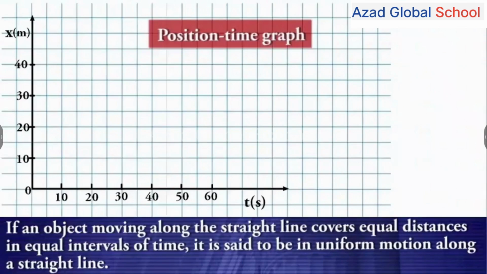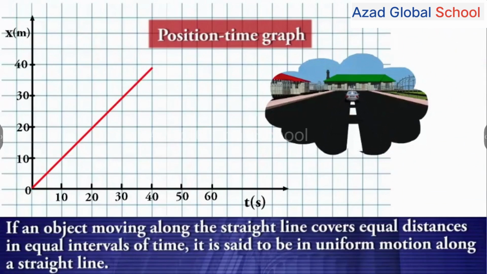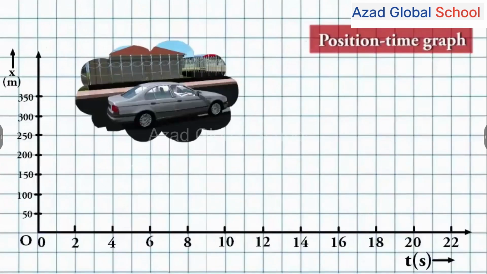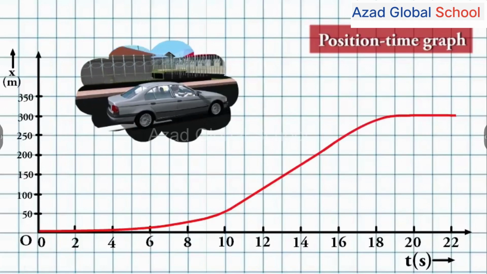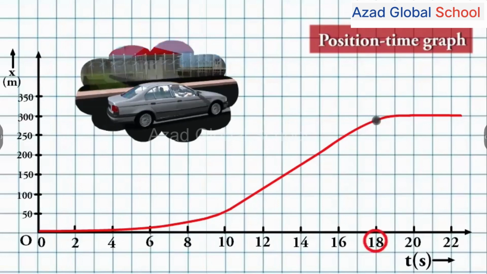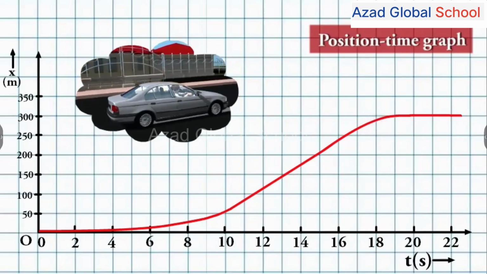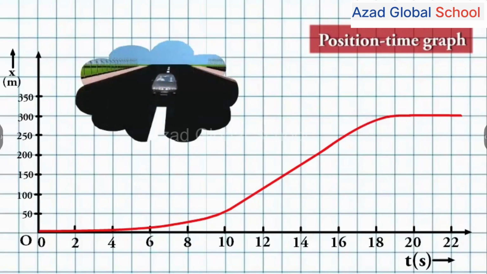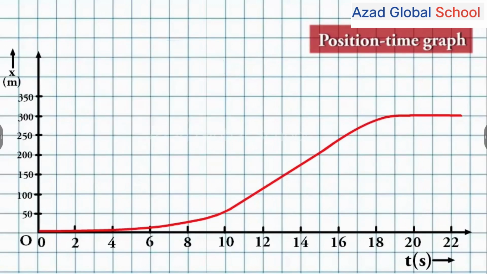If an object moving along the straight line covers equal distances in equal intervals of time, it is said to be in uniform motion along a straight line. The motion of a car that starts from rest at time t equals 0 s from the origin O and picks up speed till t equals 10 s and thereafter moves with uniform speed till t equals 18 s. Then the brakes are applied and the car stops at t equals 20 s and x equals 300 meters.